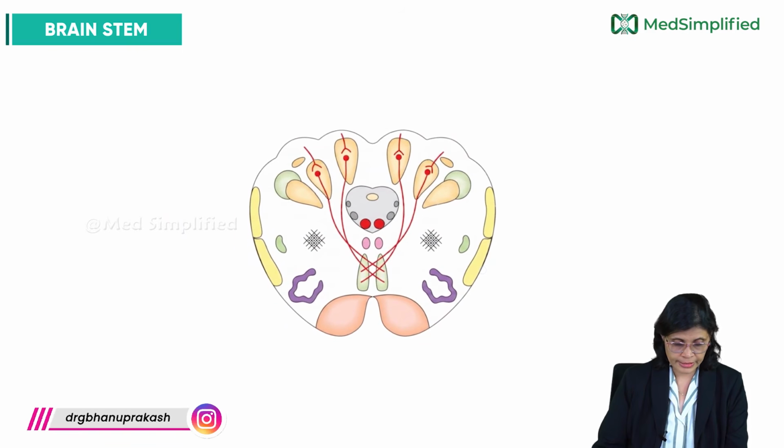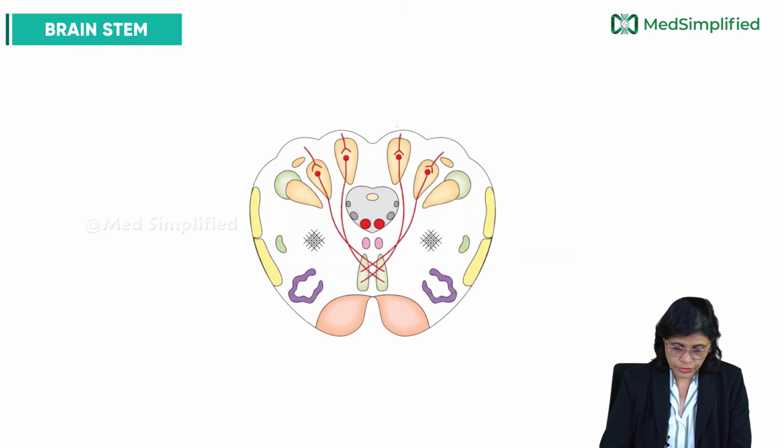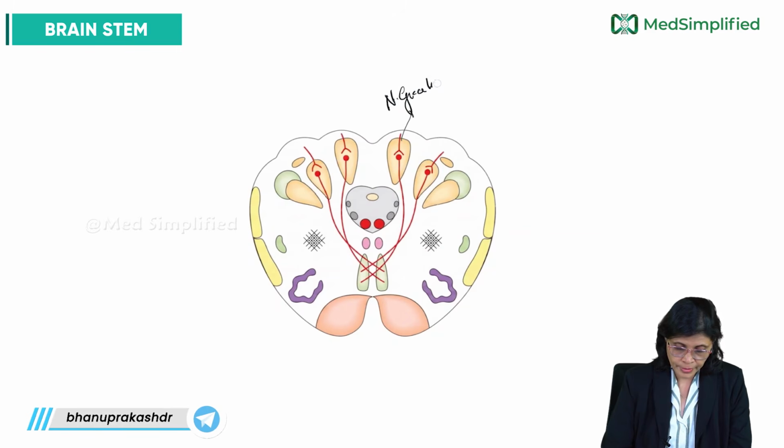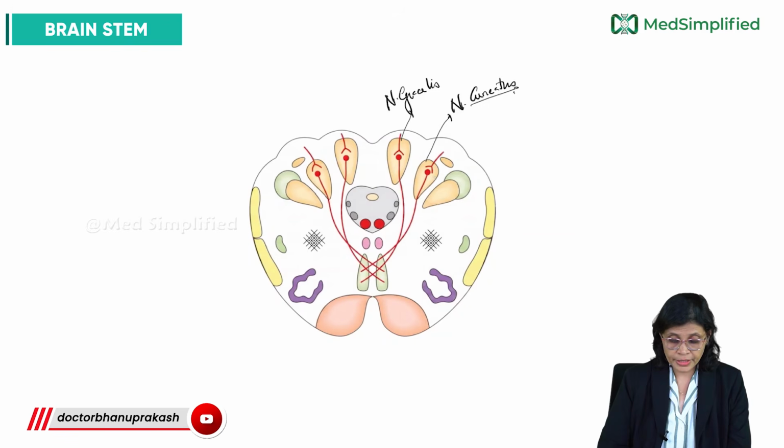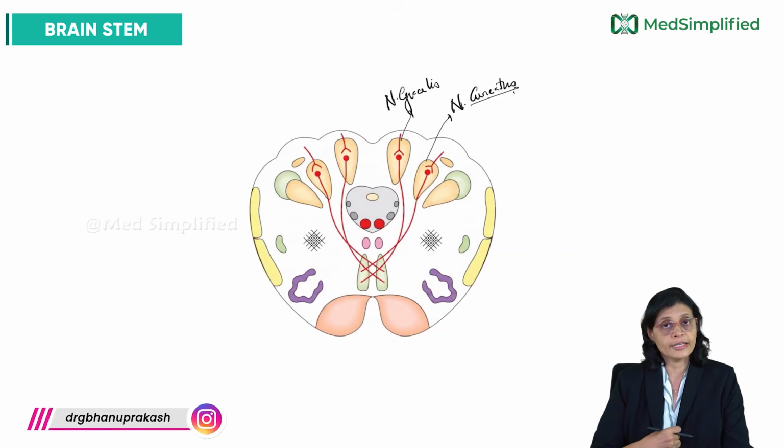Now when we see the section, what are we seeing? Here we see the nucleus gracilis and the nucleus cuneatus, which are very pronounced and prominent. From here the second order neurons begin and they will be decussating, crossing over here. This crossing we call the sensory decussation.